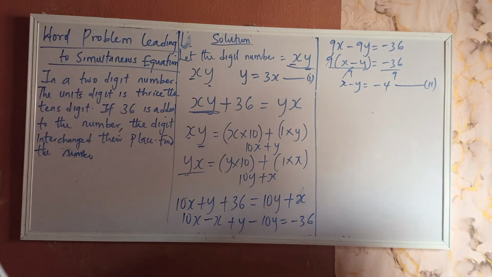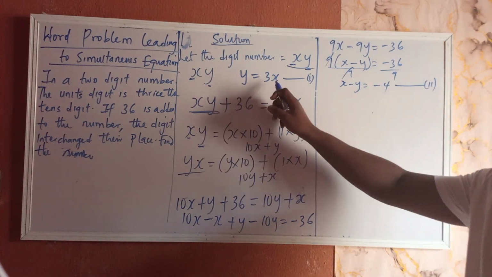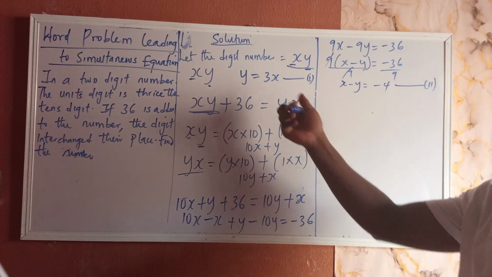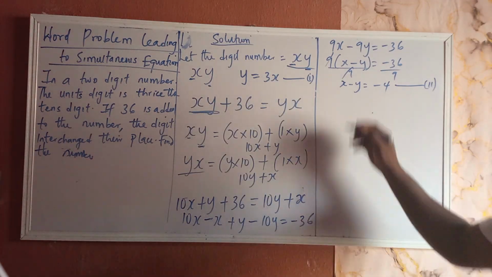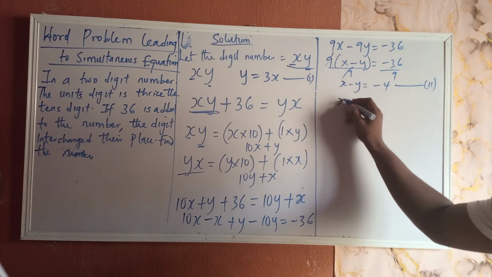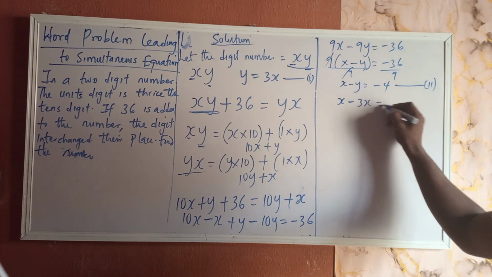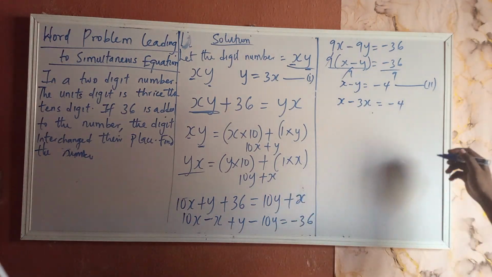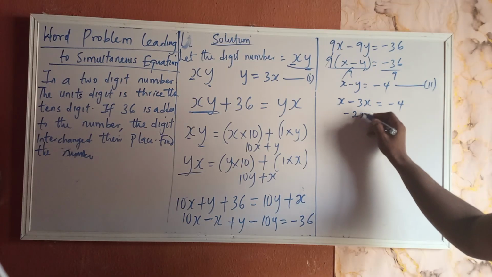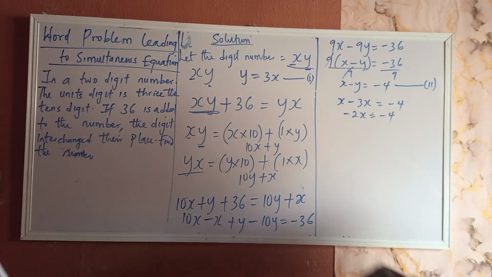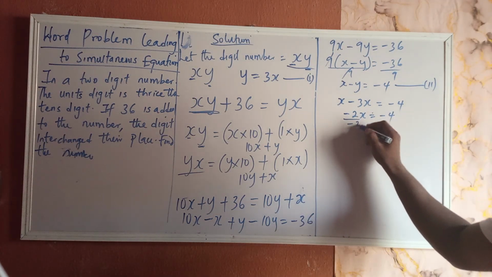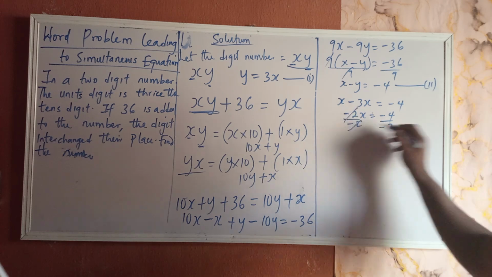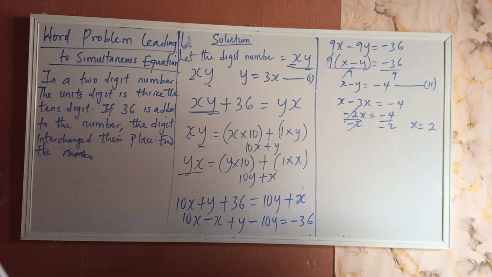So let me go back to equation 1. The value of my y is 3x, so anywhere I see y, I should replace it with 3x. Let me do that. x minus 3x equals minus 4. So I now have minus 2x equals minus 4. Divide both sides by minus 2. That means the value of my x is 2.